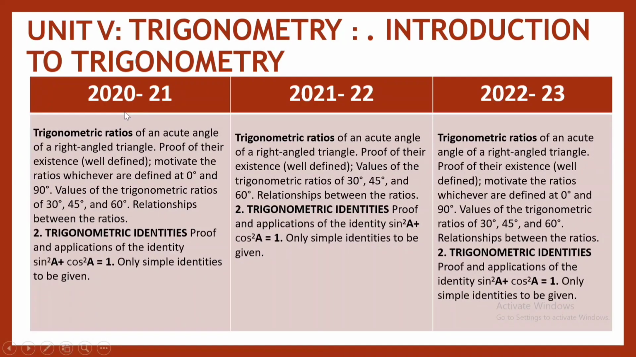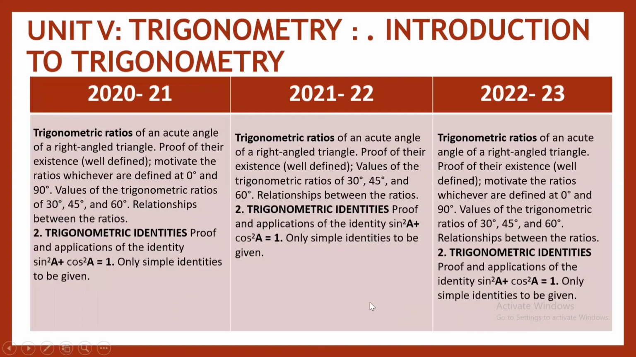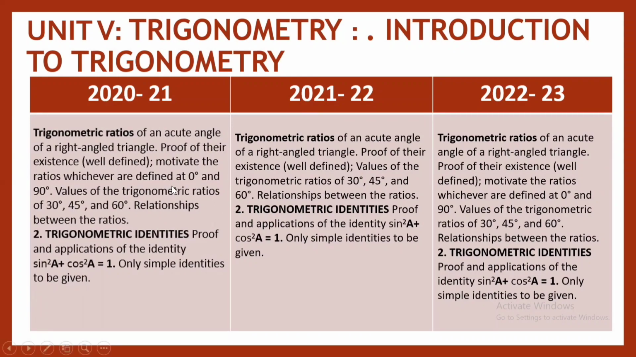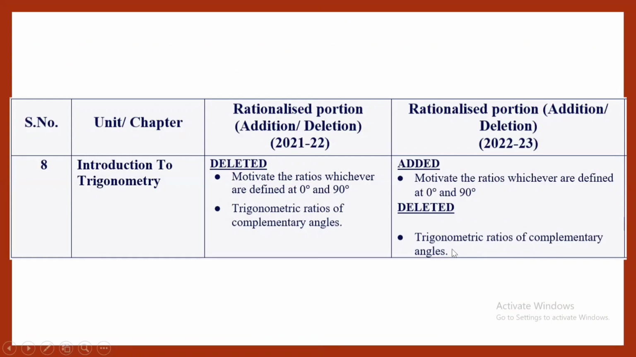The only thing that was deleted from the chapter in 2021 was the trigonometric ratios of complementary angles. This was deleted. So this was no longer there. Again, the same thing went here also in 21-22. Also, if you see, this was deleted: motivate the ratios which are defined at 0 degrees and 90 degrees. This was not there. But again, in 22-23, it is back. So this is no longer cut. It is there. So let us see it in the tabulated form. This has been deleted. The trigonometric ratios of complementary angles are still not there. But motivating the ratios which are defined at 0 degree and 90 degrees is also to be done.